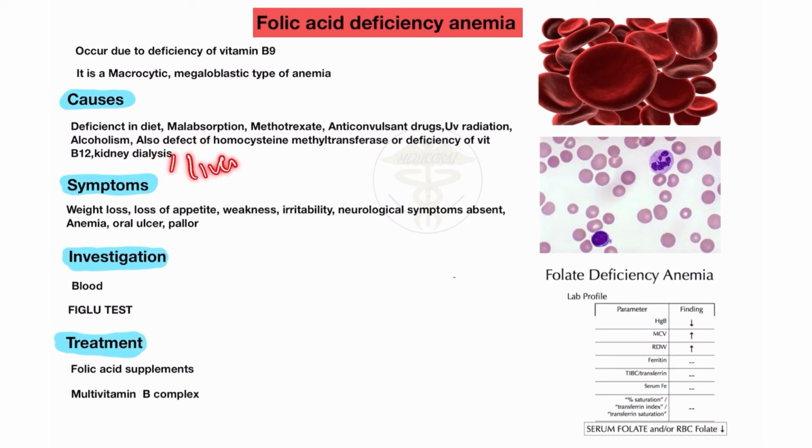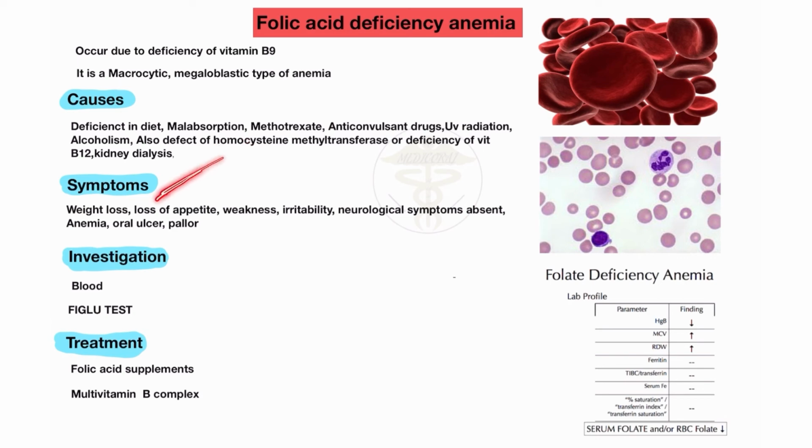Also, patients with liver disease develop folic acid deficiency anemia, because you all know the liver is the largest organ and many functions occur there. So absorption of vitamin B9 and B12 also occurs in the liver, so liver disease in the patient also causes folic acid deficiency anemia.